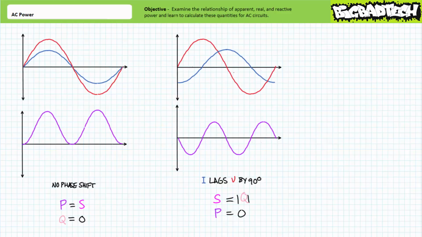Let's now examine a plot of voltage and current where current appears to lag voltage by a full 90 degrees. Again, voltage and current magnitude and frequency remain the same, only for this occasion, current lags voltage by a full 90 degrees. This is a common scenario for purely inductive elements.